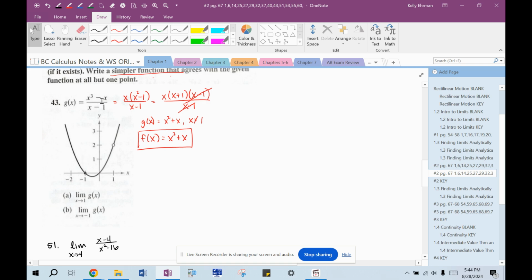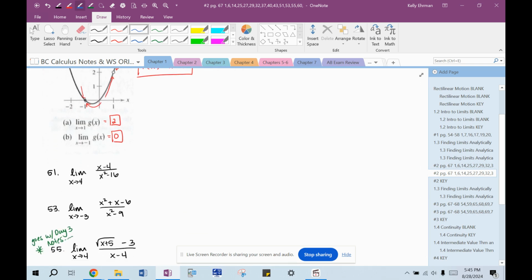Or we could use direct substitution on the simplified function. So the limit as x approaches 1, then, is the intended height of the function, which is 2, even though there's a hole right there. And the limit as x approaches -1, again, the intended height of the function. This does not have a hole. That's equal to 0. We could verify that. If we plug in 1, we get 2. If we plug in -1, we get 0 into our simplified function.